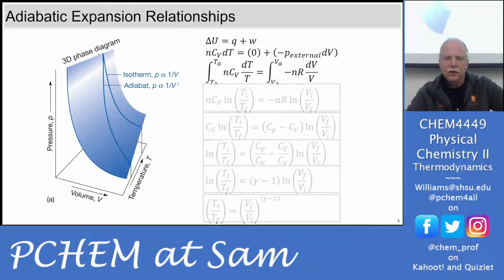Okay, these both look like the natural log. It's the derivative of natural log here. So if we integrate it, we get that natural log back. And so on the left, for this adiabatic expansion, we have N times CV, natural log of Ti over Tf. And on the right, we have minus NR ln Vi over Vf.